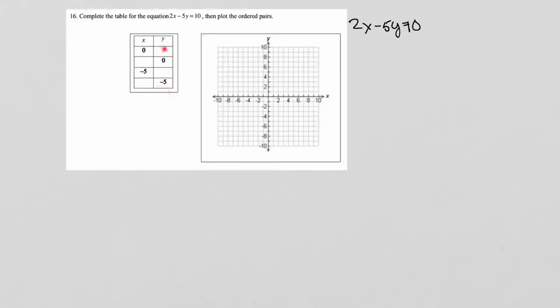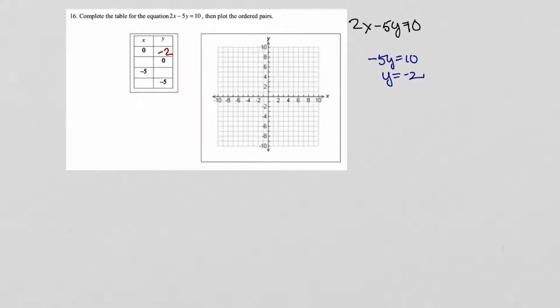Let's complete this table for this equation and then plot those points. So here's the equation, and what are we going to do here? We're going to let x equals 0. Now we know when we put 0 in for one of the variables, that variable just disappears. So what we can write here is negative 5y equals 10. Divide by that negative 5, we'll get y equals negative 2. So we're going to put a negative 2 in here.